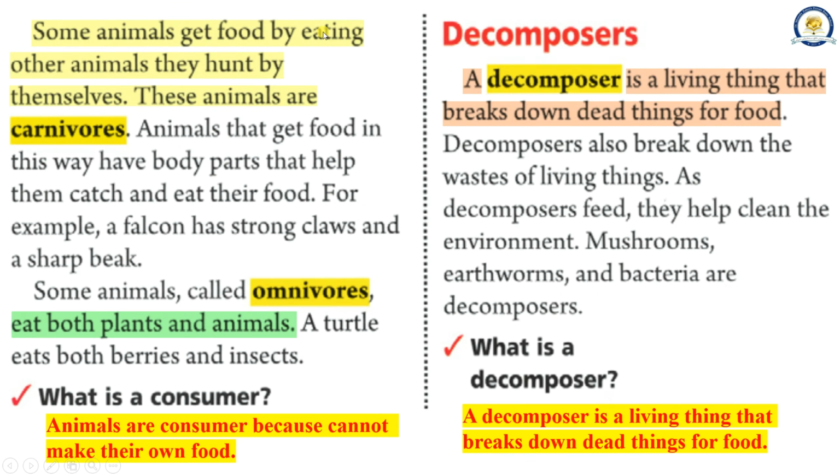Some animals get food by eating other animals they hunt by themselves. These animals are carnivores. Animals that get food in this way have body parts that help them catch and eat their food. For example, a falcon has strong claws and a sharp beak. Some animals, called omnivores, eat both plants and animals. A turtle eats both berries and insects.